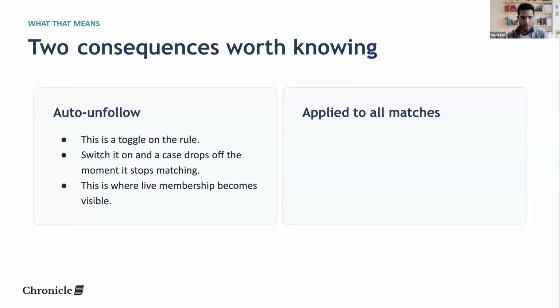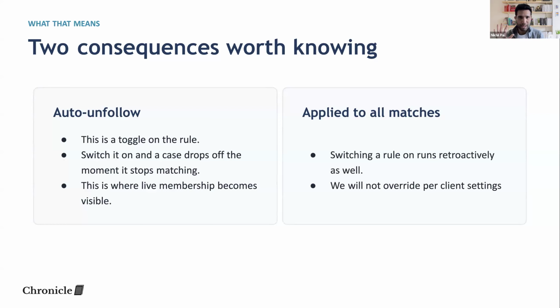So consequences worth knowing, right? Auto unfollow, toggle this on for the rule. You can choose per rule. It means that if they no longer match the criteria, you no longer follow them automatically. It will drop off the list under each client where it says followers, it will no longer show that name. Then the second is it applies to all matches. As soon as you turn on a rule, it will look at the current set of clients and apply you as a follower to all of them and anyone who matches it going forward. So it is retroactive in that sense.